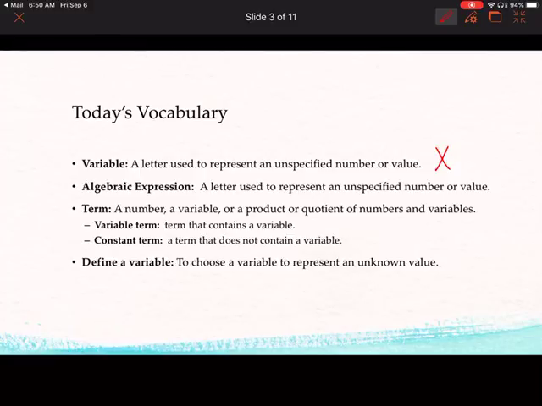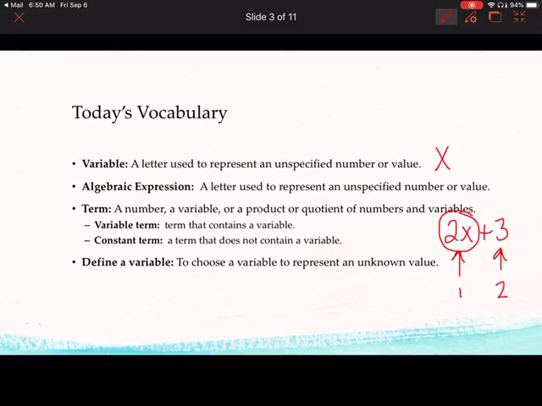So for instance, if we have 2x plus 3, this has two terms in it. This is 1 and this is 2. And you may say, well, this has two numbers in it. Yes, but they're being multiplied or divided, so it's just one term.